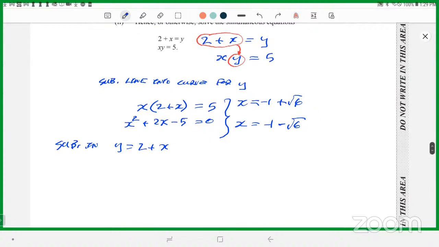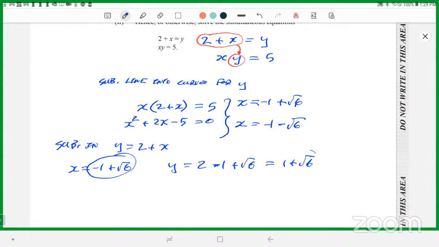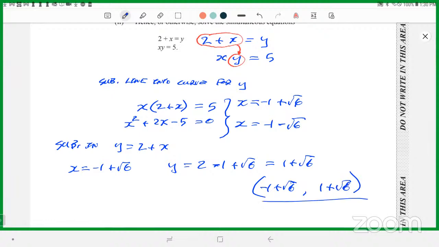I'm going to substitute first this x value here to work out what the y value is. So when x equals minus 1 plus root 6, the y value becomes 2 plus this, which is minus 1 plus root 6. So it really becomes 1 plus root 6. So one point of intersection has this x value and this y value. I'm going to write it. So it's minus 1 plus root 6 is my x value, and 1 plus root 6 is my y value. This is one point of intersection.